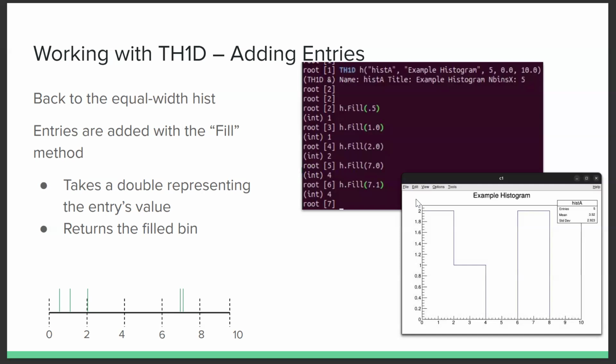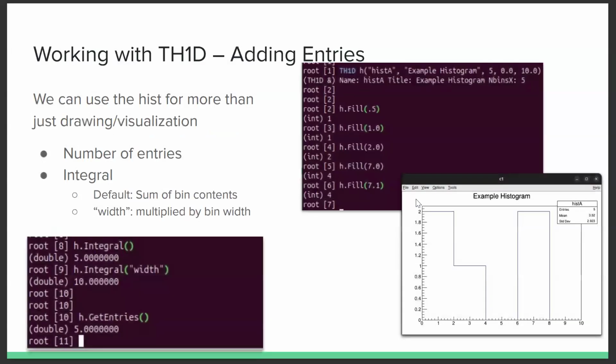And you can see it looks according to how I defined it, or how I filled it. And we can use this histogram for more than just drawing and visualization. We could look at the integral, so by default, it's the sum of the bin contents, just like the height of the bin, all of these added together. You could also do it with the width, and this is essentially the area under the histogram. So it takes the height and multiplies it by the width of the individual bins, and you can see it gives you 10, because the bin width is 2, and there's 5 entries, so 10.